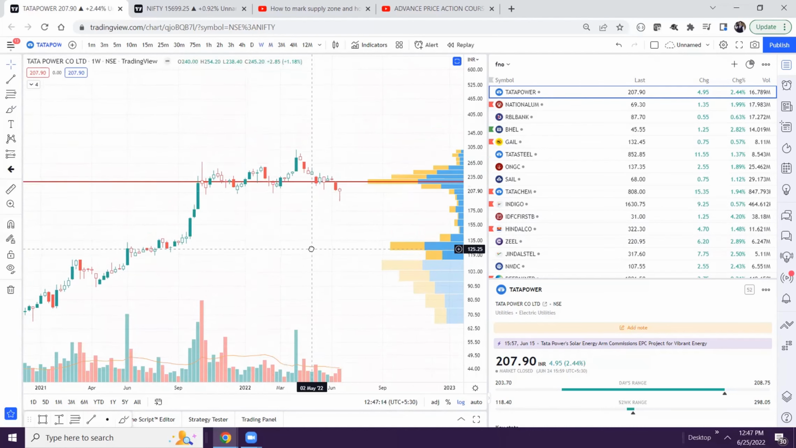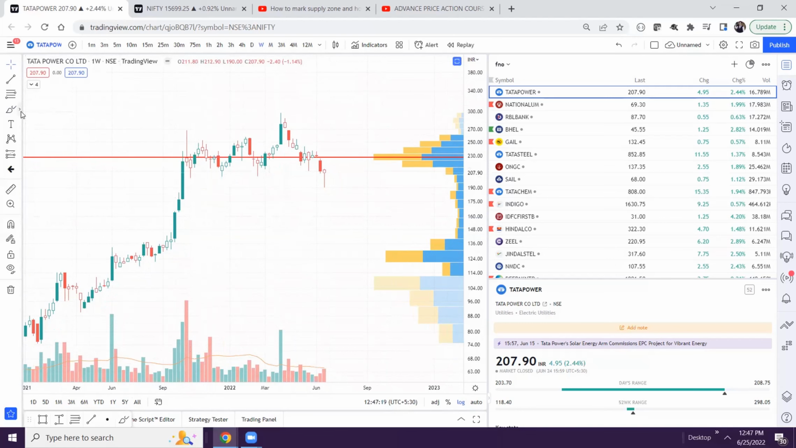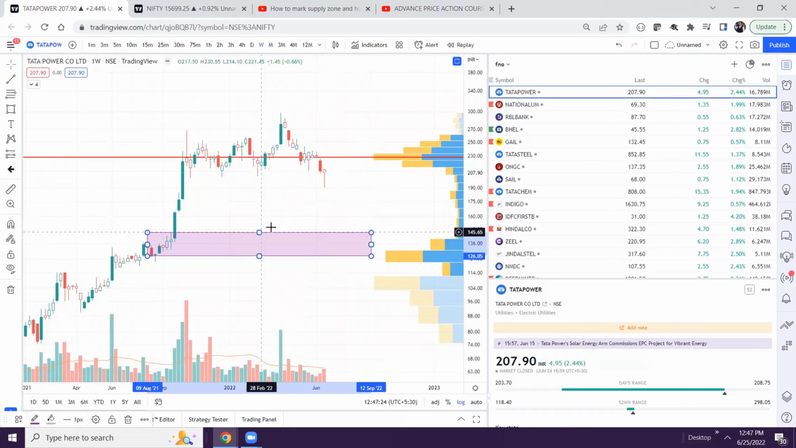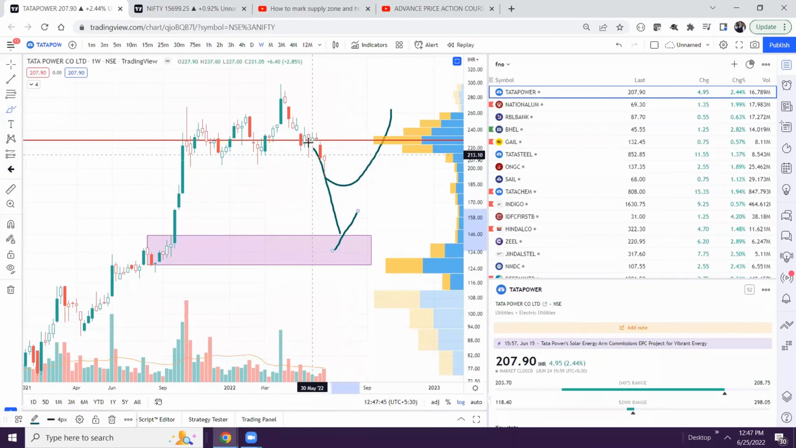So we have to first mark a demand zone. What is the nearest demand zone? The nearest demand zone at weekly level is this. This is very far, around 146. If it comes here, then you have to see. But suppose it does not reach here. There may be a possibility that it reverses from here only. In that scenario, you have to look at the nearest supply. The nearest supply on a weekly level is this.